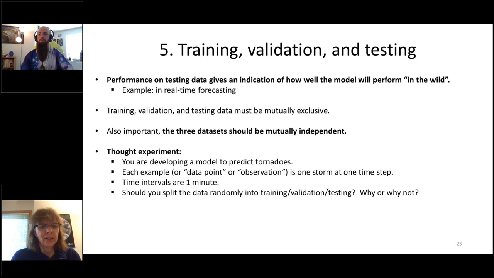So let's say you're developing a model to predict tornadoes. And each of your data points is one storm at one time step. And the time steps are only 1 minute apart. So the question is, should you split the data randomly into training, validation, and testing? So for each minute, you say, okay, randomly I assign it to training, validation, or testing. Could there be a problem with that? Anyone? Let's say I do that randomly for each minute, for each sample. I put it in either testing, training, or validation. Do you see any kind of problem with that?